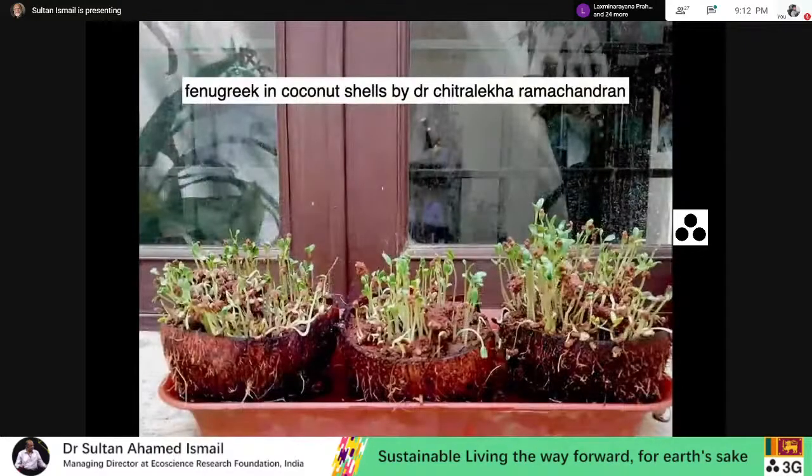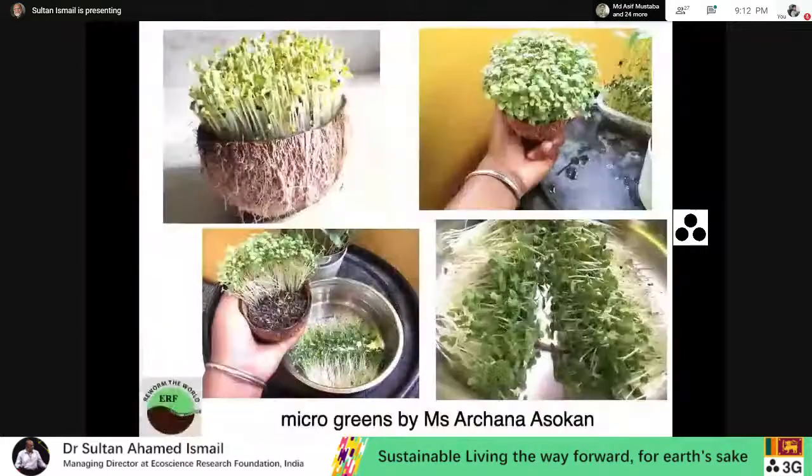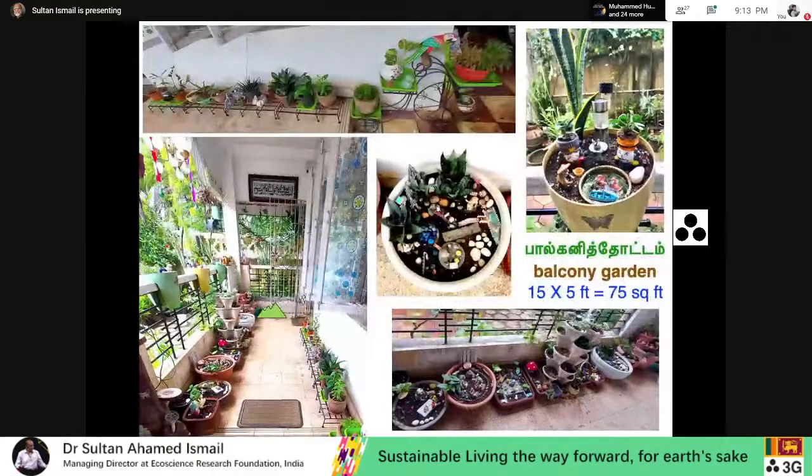One of my students started teaching school children to grow them in coconut shells. And today they have perfected it. And another student, Archana, grows them beautifully in coconut shells. So it's your space in the heart that is required, not space in the balcony. Is that clear? Very simple. This is my balcony, my own balcony. I mix toys with plants to attract children to play with it.